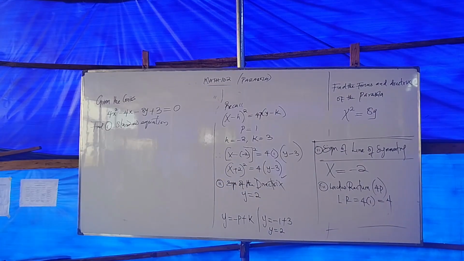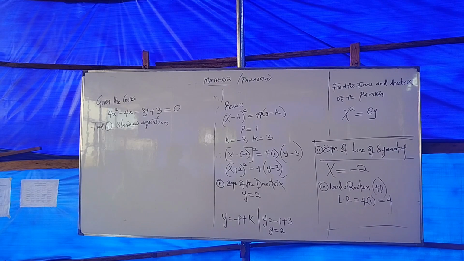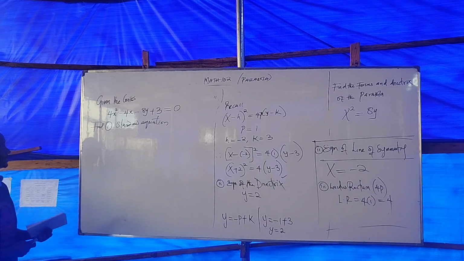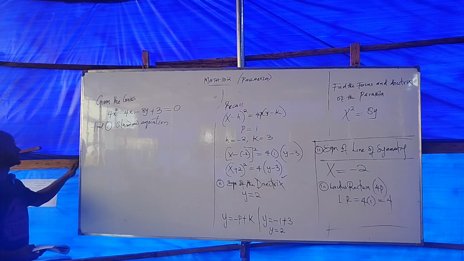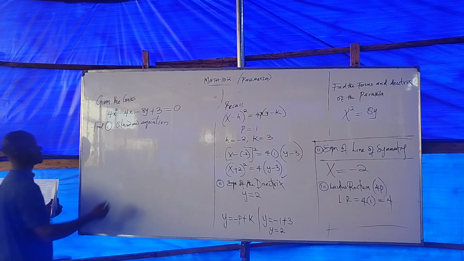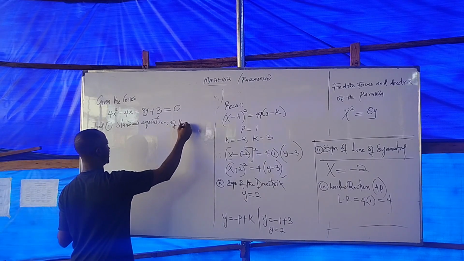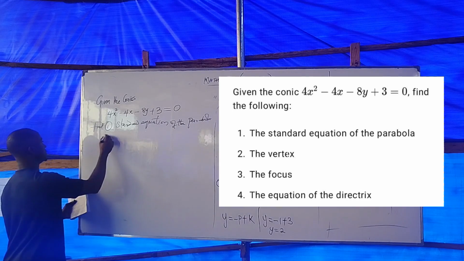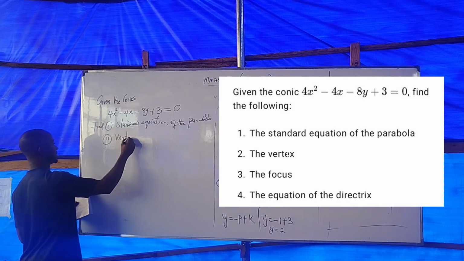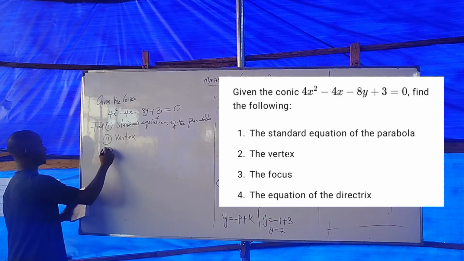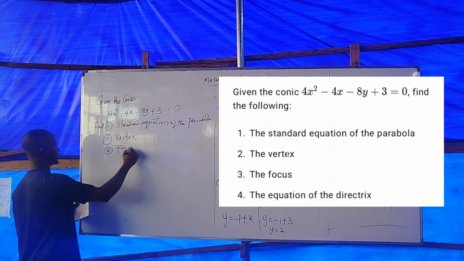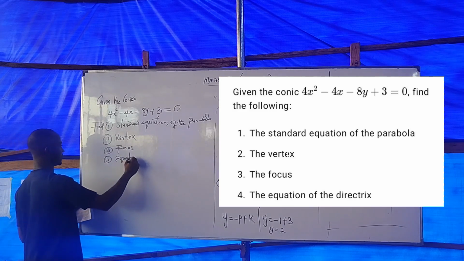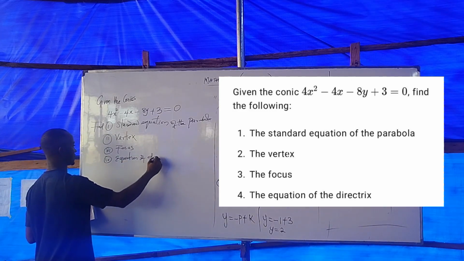Okay. We are given the conics 4x squared minus 4x minus 8y plus 3 equals 0. Number 1, find the standard equation of the parabola. Number 2, find the vertex. Let me add some things to it. Number 3, find the focus. Number 4, find the equation of the directrix.